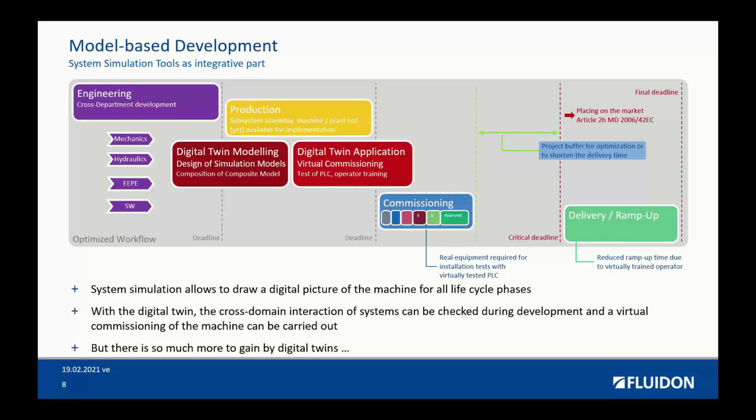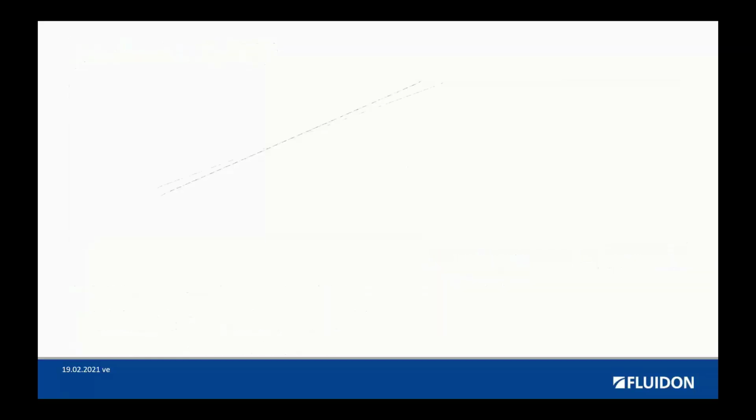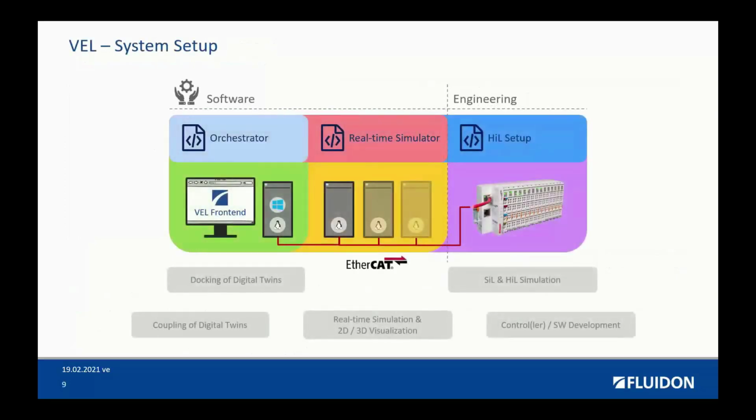But to take advantage of all these mentioned benefits, a central platform is needed which can execute digital twins and which is open to system simulation tools used by the machine builder. And this central platform is Fluidon's virtual engineering lab. It consists of 3 components. There's the orchestrator, then in the middle you see the real-time simulator, and the hardware in the loop setup.